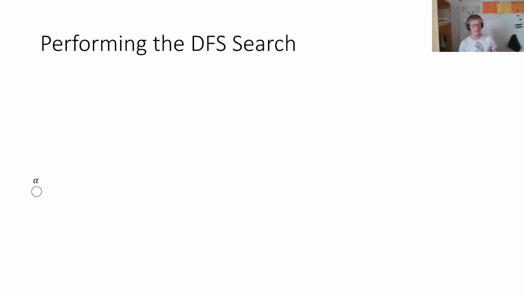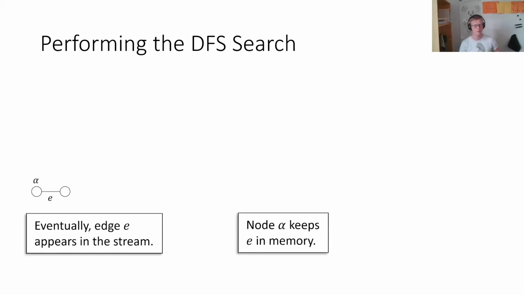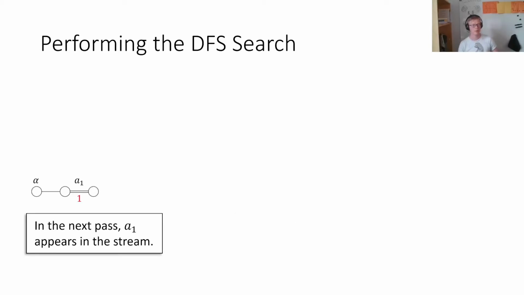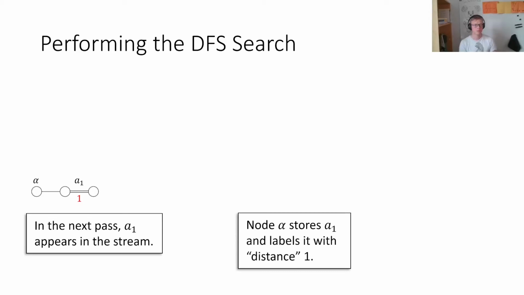The basic idea is that we start from a free vertex, then we go over the stream of edges, and eventually we see an edge incident on alpha. Now alpha keeps this edge in memory, goes over another stream, and then it will find a matched edge. Here it's good to notice that if there was no such matched edge, then we could already augment alpha with its neighbor. Now when you find this matched neighbor, you label this matched edge with distance 1.